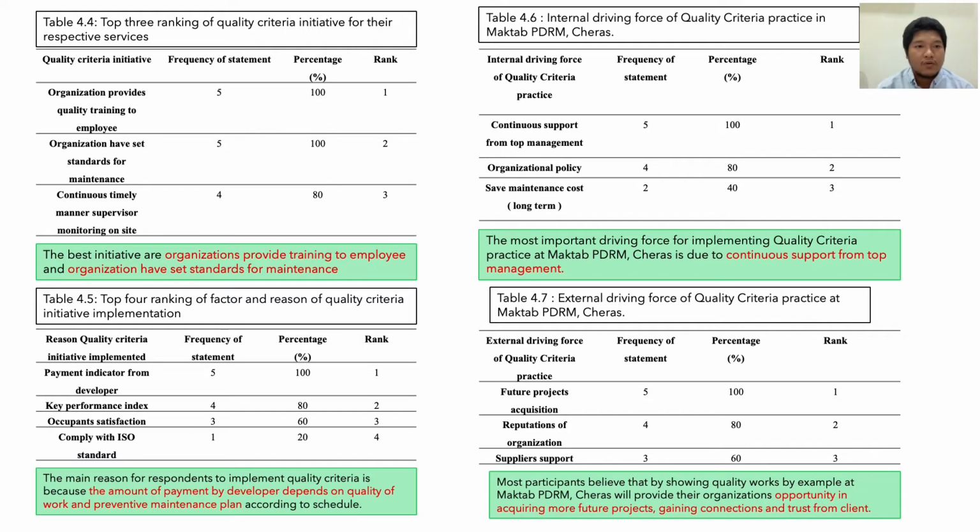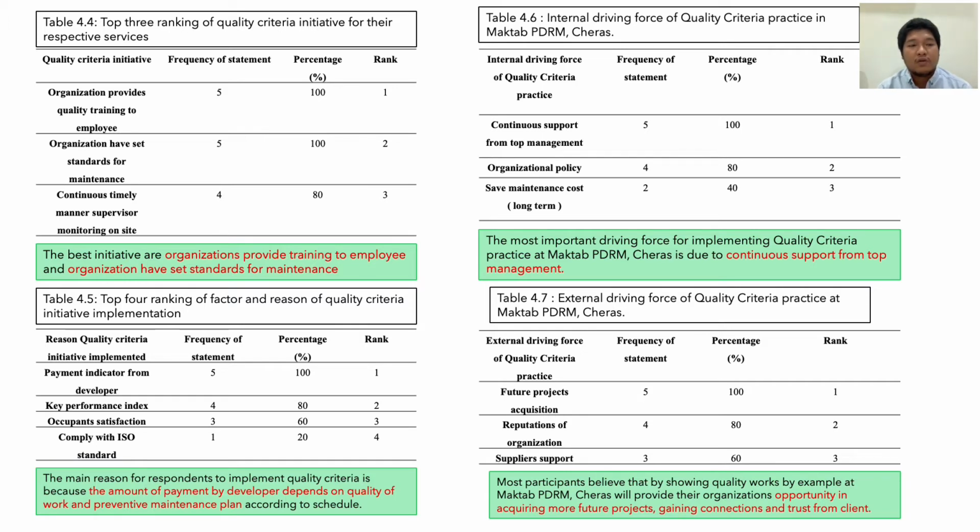As for what can we conclude is the best initiative are organization provide training to employee and organization have set standard for maintenance. As for table 4.5 as shown in this slide, which is top 4 ranking factor and reason why quality criteria initiative are implemented at Maktab PDRM Cheras.